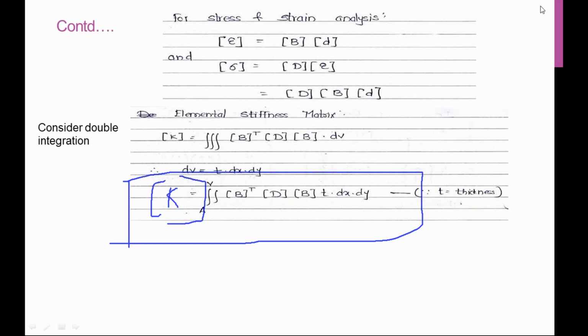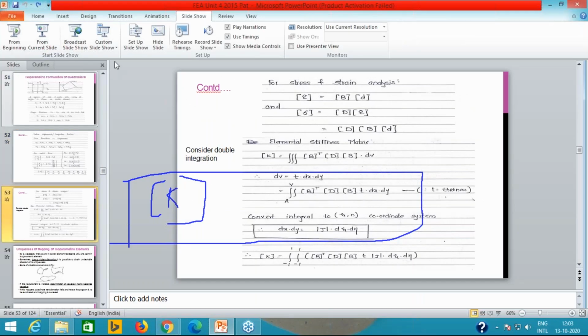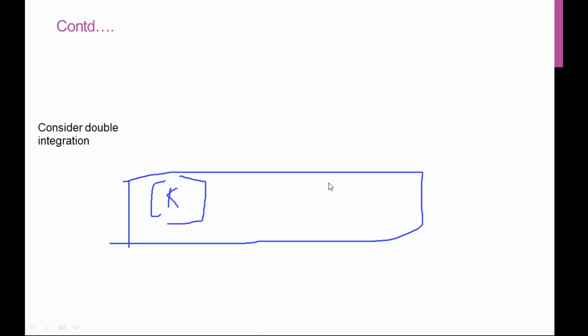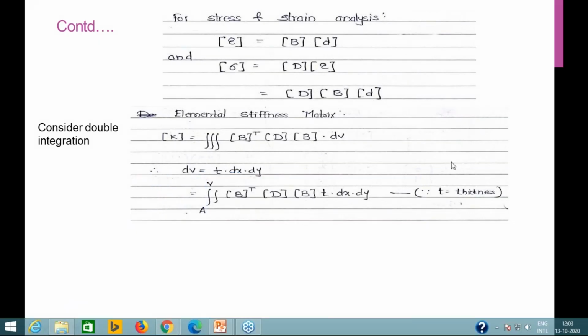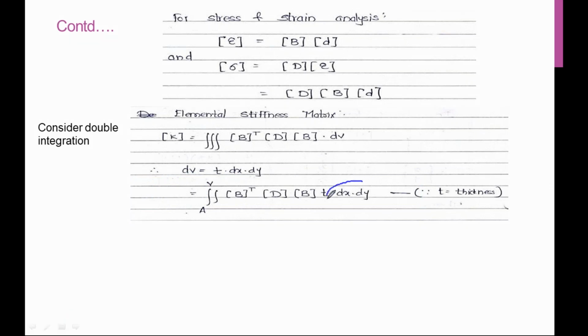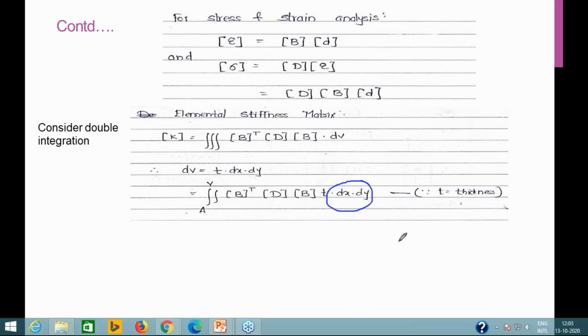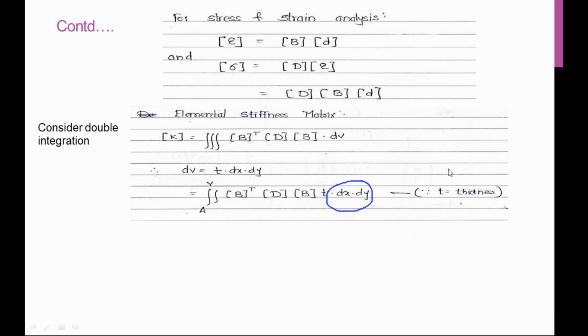Okay, but one concept is remaining. Which concept is remaining? We will see. See, this is dx and dy. Is this a natural coordinate or a local coordinate? Dx and dy, is this natural or global or local coordinates? Just tell me your answer.